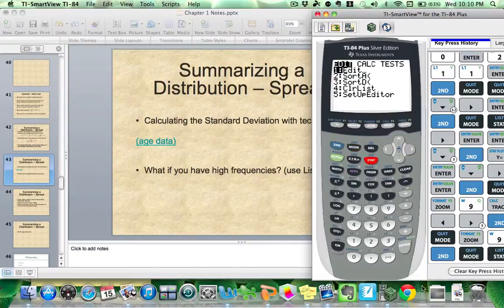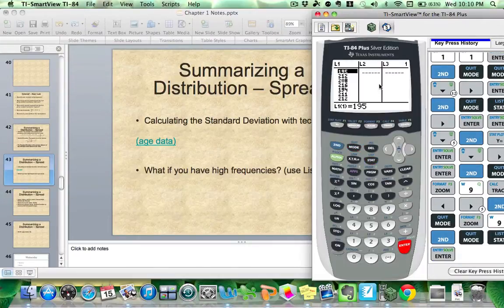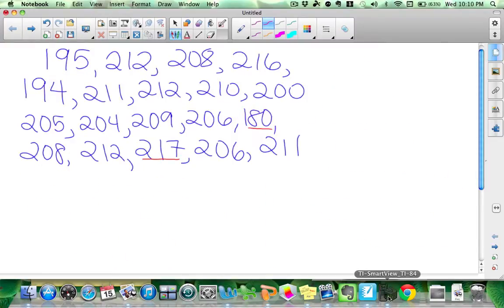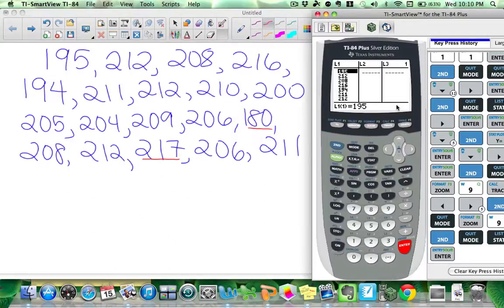I'm hoping we have the data in our calculator from the ages, but if you don't, please pause the video so that you can enter that data in. So let me clear all this, bring up my calculator, pause the video right now so that you can enter this data again.